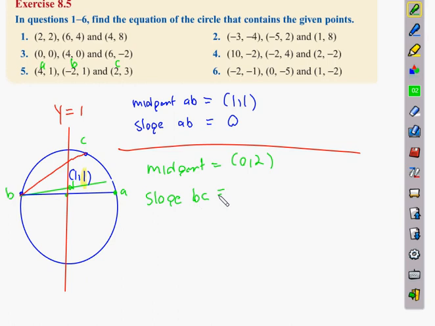Okay, it is a half. We'll just put in our numbers here: x1, y1, x2, y2. So we're going to get 1 minus 3 all over minus 2 minus 2, which is a half. The perpendicular slope equals minus 2.